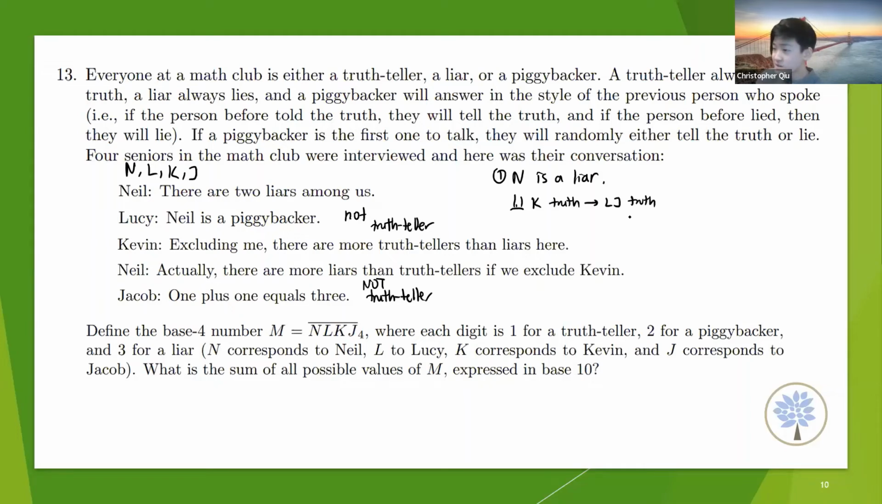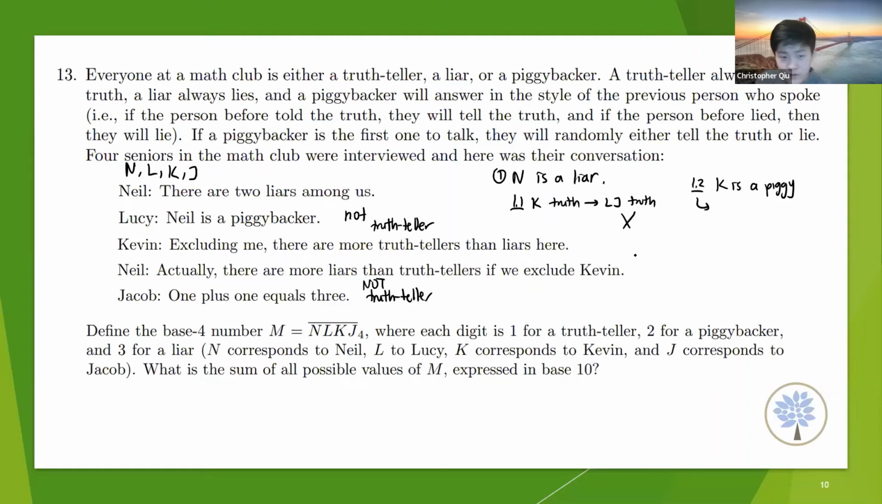It's impossible. Subcase 2 is if K is a piggybacker. Let's just call him the piggy. Okay. So if K is a piggybacker, then there are some more things that we can notice. Since N is a liar, that means that there are not two liars among us. So that is one thing that we know.